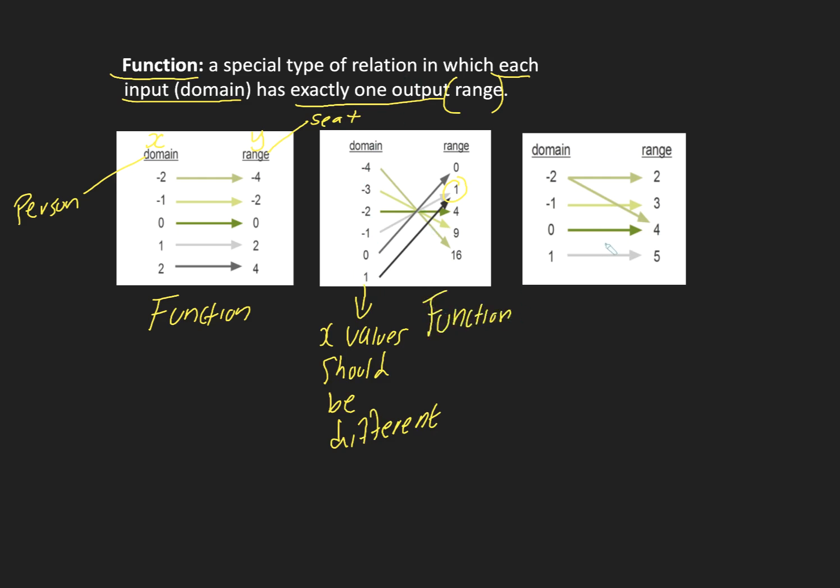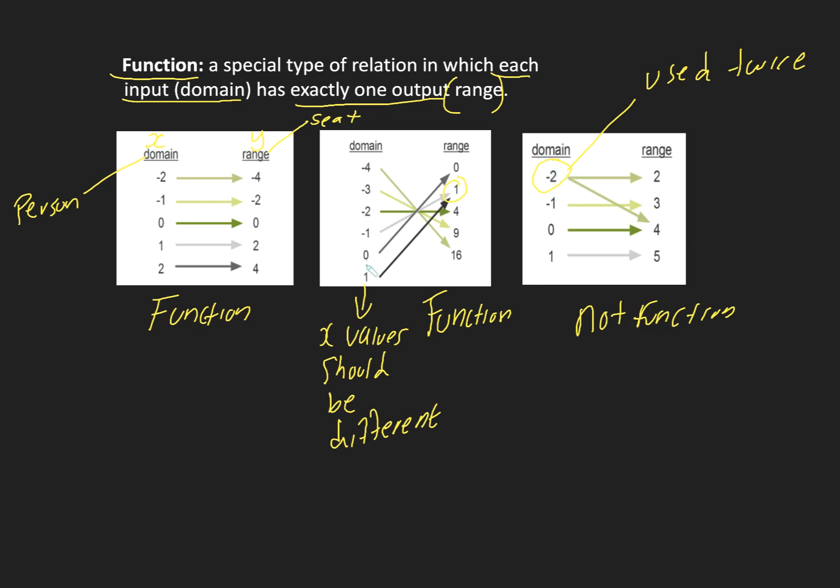Let's look at the third mapping. Now here's my domain, here's my range. Now I have -2 going to 2, but -2 is also going to 4. So this -2 here is being used twice. Now think about it. If you're on a plane, how is this person having 2 seats? So this makes this not a function. There were 2 arrows leaving the -2.